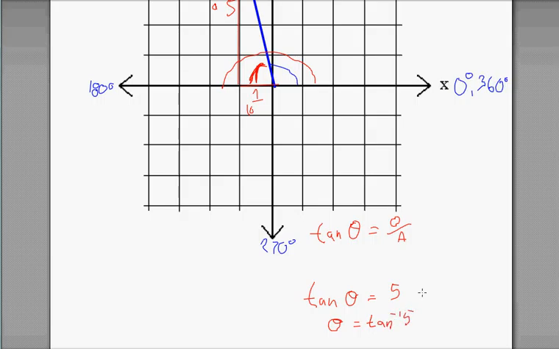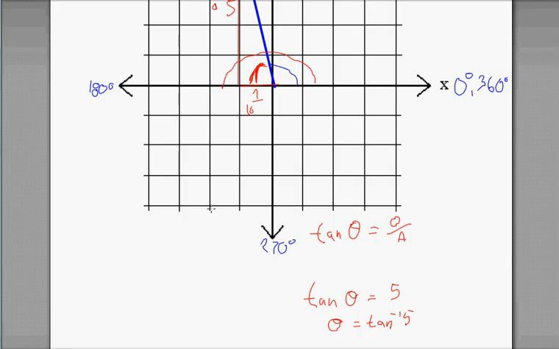Okay, now give me 1 second. I'm going to run to my book bag and get my calculator. Okay, I'm back. And I'm going to take my calculator out. Oh, thanks, guys. And I'm going to go second tan 5 and enter. And I should get about 78 degrees for this.